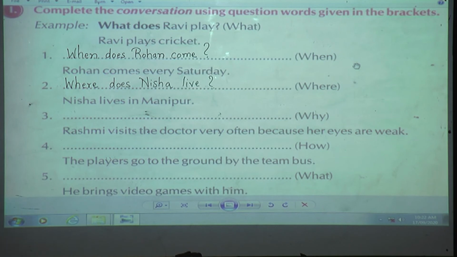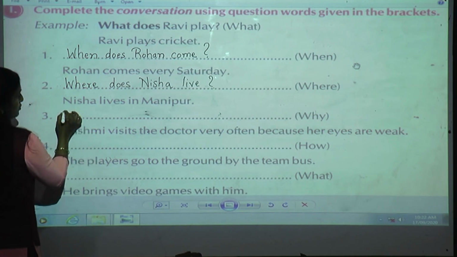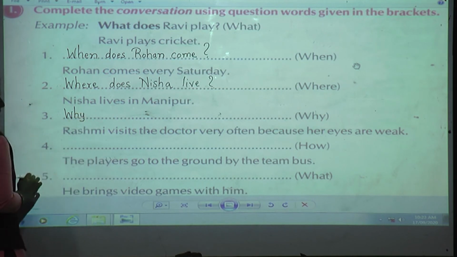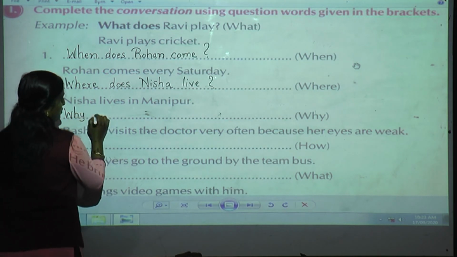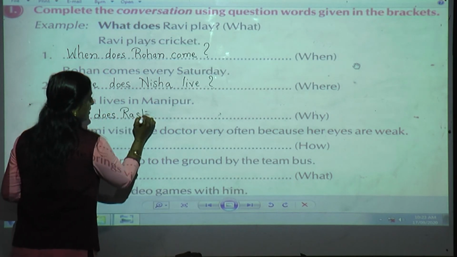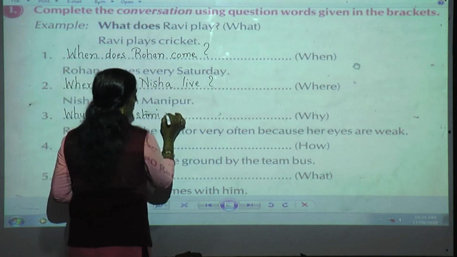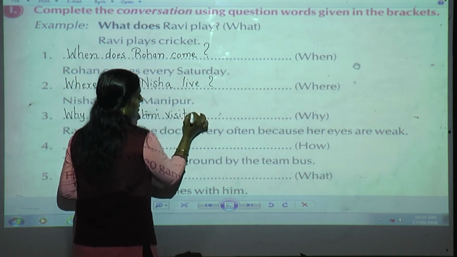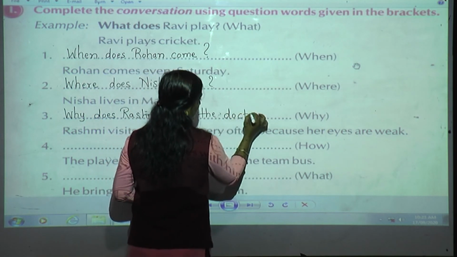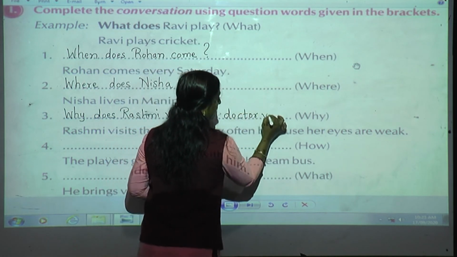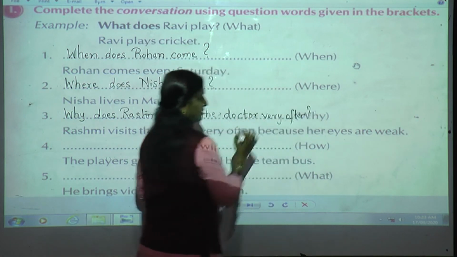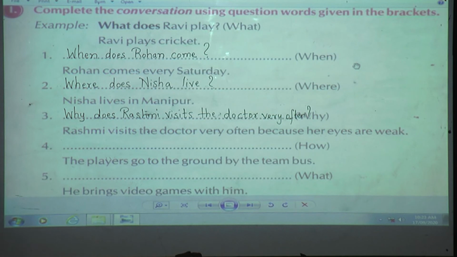Third, again I am going to use why. Here again we can see Rashmi. So Rashmi is singular. So I am going to use why does Rashmi visit the doctor very often? Question mark. The remaining two, you do it.